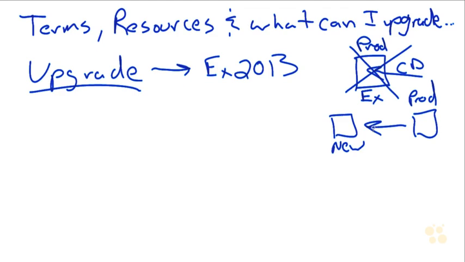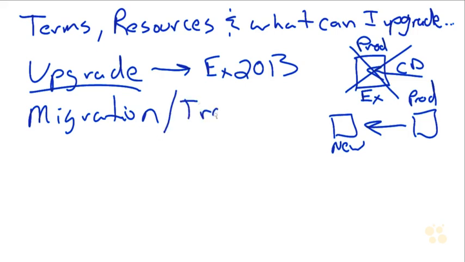This is how you got from Exchange 2003 to Exchange 2007. This migration process is excellent. Notice I'm using the word migration. That's actually what we're doing. However, I want to point out that this term for a while was also referred to as transition. Transition.